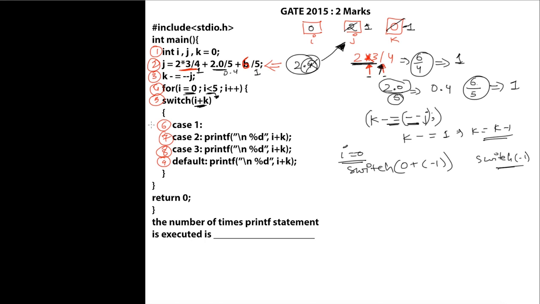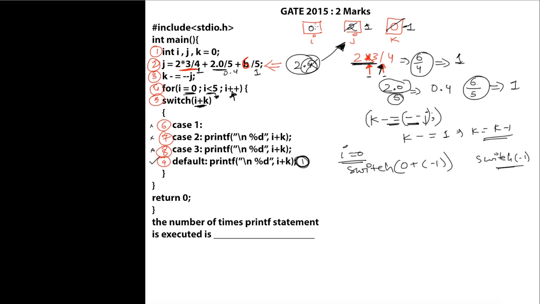It does not match with case number 1, it does not match with case number 2, it does not match with case number 3, therefore we are going to execute the default case. That means this printf statement will be executed once. Now next time we'll go to the for loop and we are going to increment the value of I.